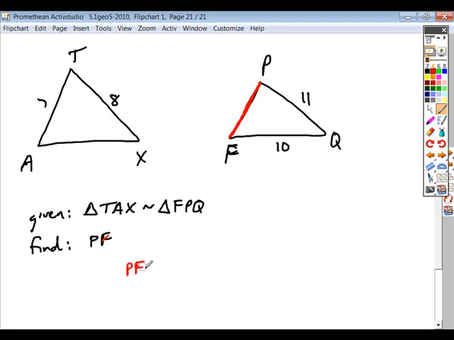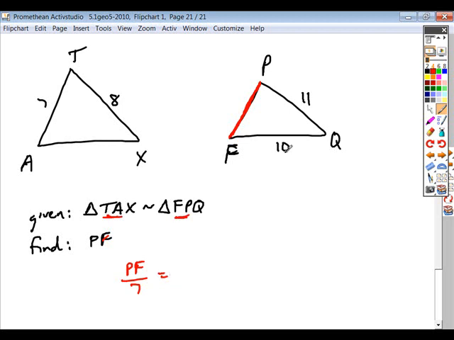So if I start with PF, I'm going to use the similarity statement and identify PF corresponds to what length? TA, and what is the length of TA? 7. So I know that that ratio has to be equal to, and now I need to find a pair of sides between these two triangles that I know specific values for, because I need a specific ratio.